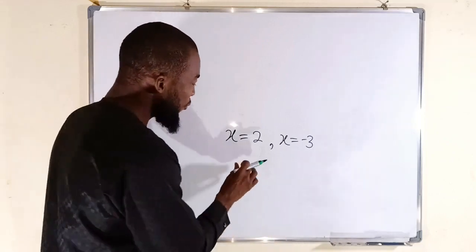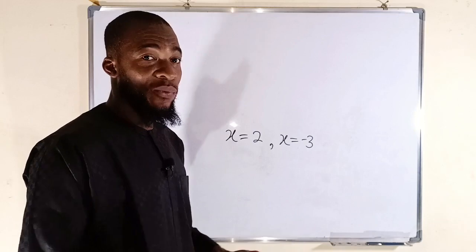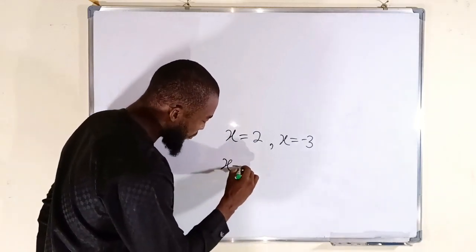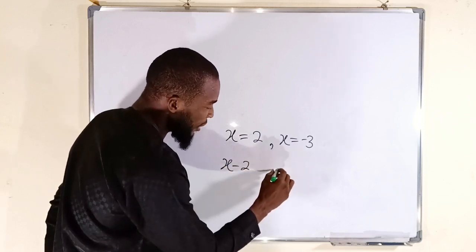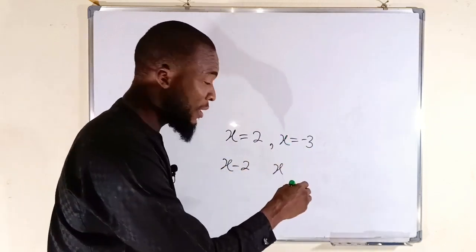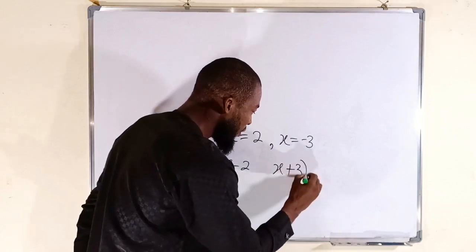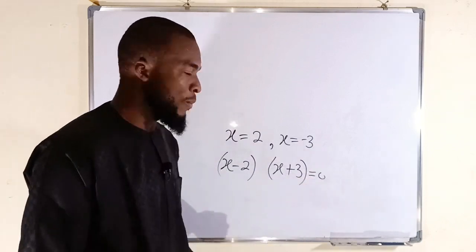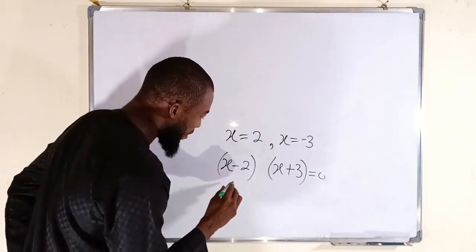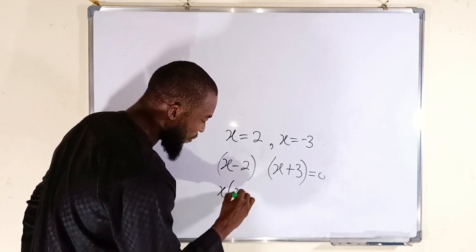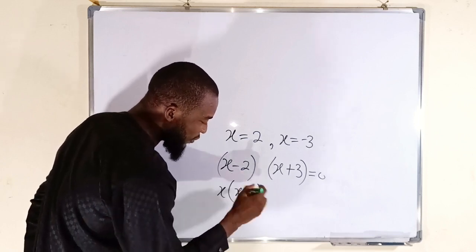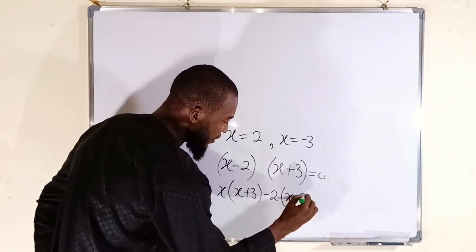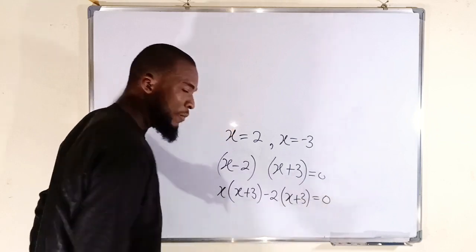The first one, you should know that if this is the solution, we can transform them into factors. If you take 2 inside, it becomes negative, right? x minus 2. And from here, if you take -3 inside, it becomes positive. So these are the two factors you need to multiply together and set equal to 0, and you are done. You distribute x over x plus 3, then you take -2 and distribute it over x plus 3, right? All of this equal to 0.